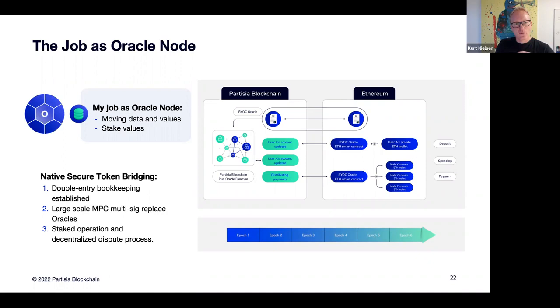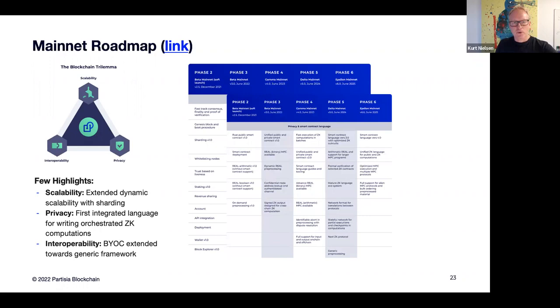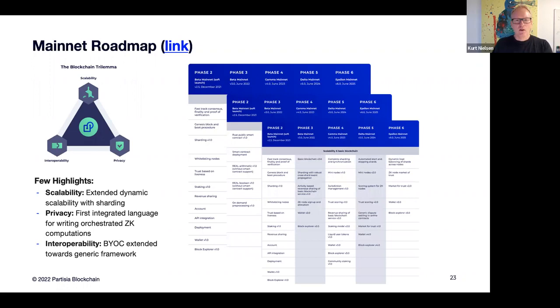All right, so those are the three main types of roles, solving for the main properties: scalability, privacy, and interoperability. We're now at version 3, which is giving the full capacity of what you can do with the network, but there's a lot more coming, a lot more improvement, more protocols coming in. So this is the roadmap for how we're going to improve the network for the coming years. It is divided into different tasks: the basic blockchain, the privacy and the smart contract language, and the interoperability. Lots of work is coming in, lots of improvement, but today we have version 3 and it has all the capabilities, so it's ready to use, and we're really looking forward to this.